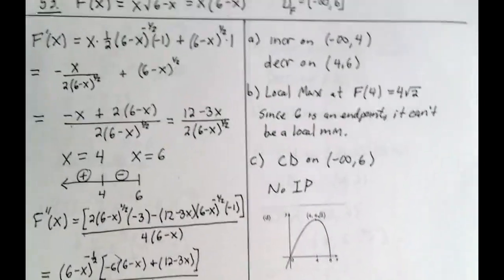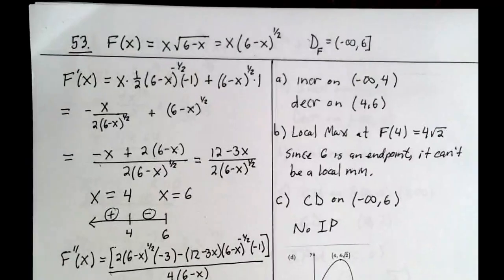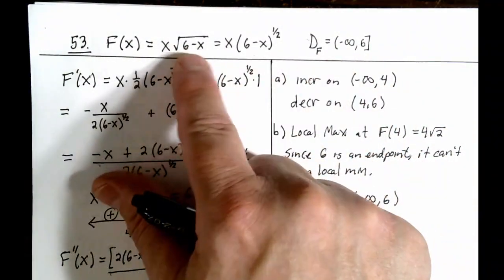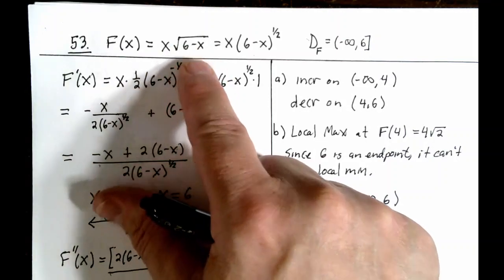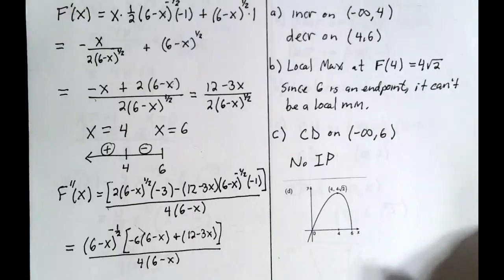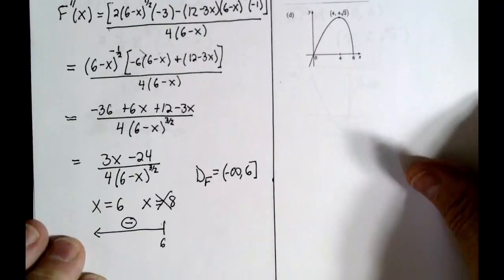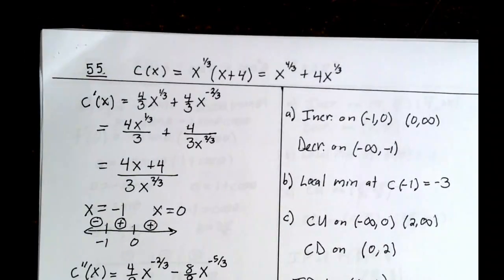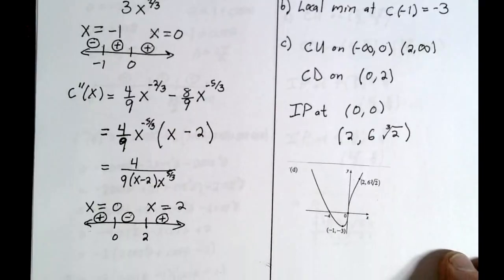Okay, and then 53. Here's your original function. Notice it's minus infinity to 6 because what's underneath here has to be greater than or equal to 0. So you've got all these calculations and the second derivative, and it's always concave down. 55, same idea here. Local max and mins, concavity, inflection points.